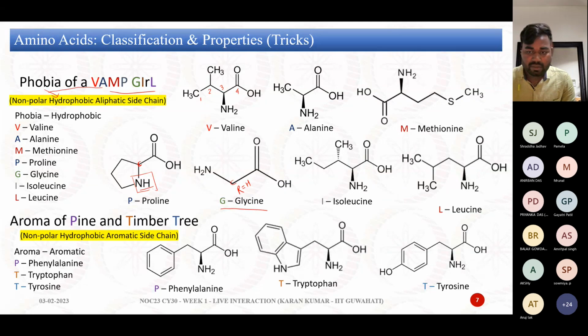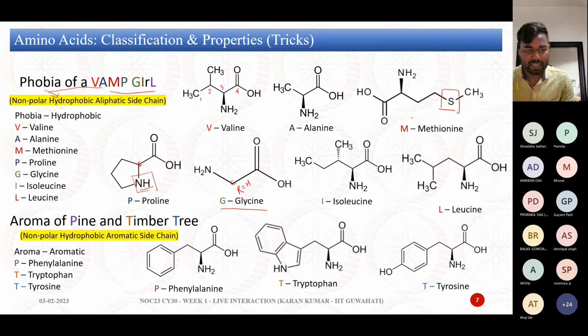Okay. So now the next thing: if you leave out the common, redundant things, which are the carboxylic group and amino group in all amino acids, if you look at the side chains, they have only carbon and hydrogen. Okay, only leaving methionine, because methionine has a sulfur atom in its side chain. Apart from that, all the side chains have only carbon and hydrogen. Because of that, they are hydrophobic.